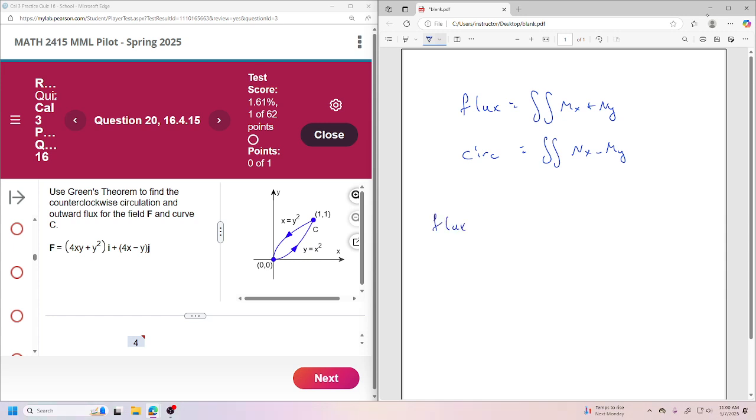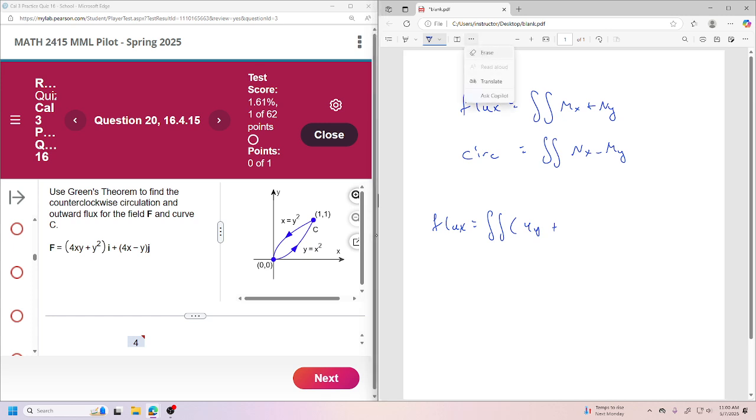So flux. Mx, this one in terms of x. I think it's fine there. Then here, 4. In terms of y, it's a -1. Thank you. See, collaborative tests, man. That's the way to go.